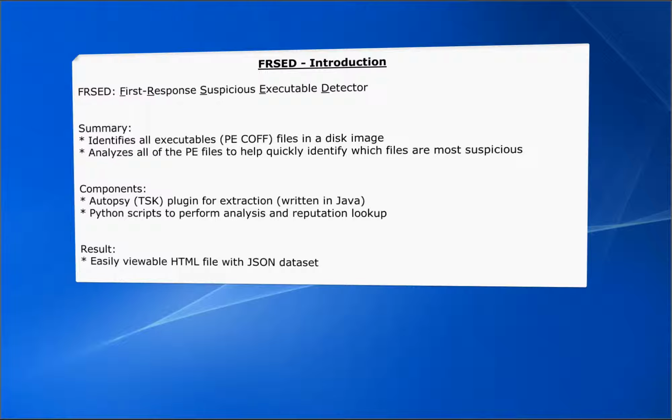And then I use a series of Python scripts to perform lookups and analysis of the executables. Some of them will perform analysis based on the PE binary itself. Others will perform analysis based on the MD5 by submitting it to online reputation systems. And finally, the output will be a JSON file, and there's a nice HTML file that goes along with it that will display it to an analyst so that it's really easy to parse and identify which ones are most important.